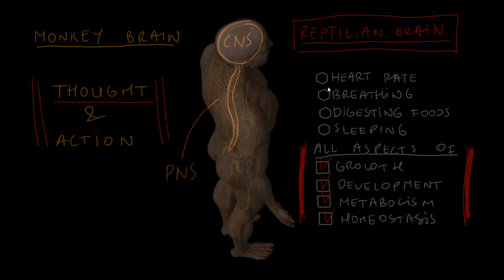You go to sleep, your heart is still beating, you're still breathing, your GI tract is working, your cells are splitting, you're growing, homeostasis, your temperature is constant, you're not overheating, or your core temperature is not dropping. All that is maintained on its own. But there are certain methods to influence this reptilian brain, and I'll talk about that in my next video.